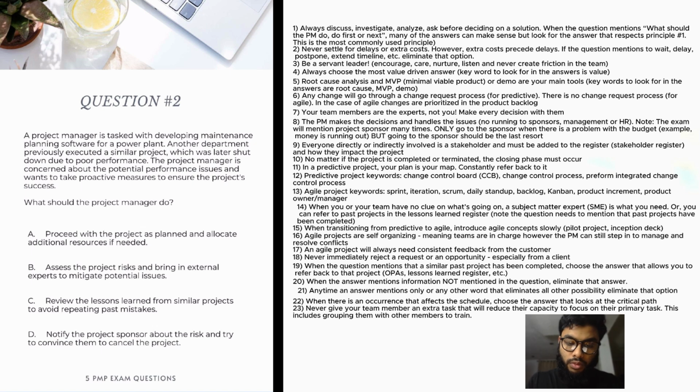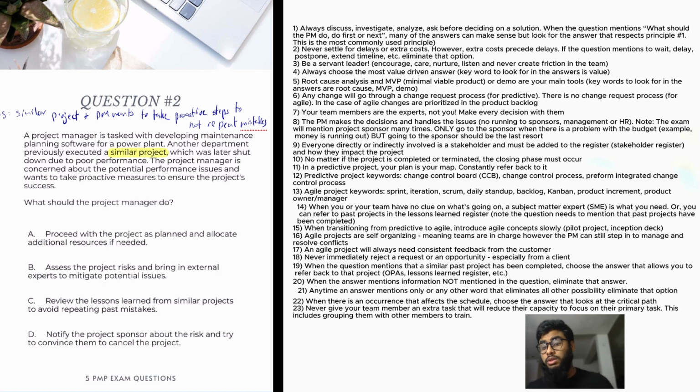Okay, so my problem statement, and I'm going to write it in a way that I understand it. Similar project. There's a similar project done in the past. PM wants to take proactive steps to not repeat mistake. Okay. Remember, problem statement should be in your own words, but must encompass all the details. And I already know what the solution should look like, because they mention that a similar project has been done in the past. This is going to be key information.